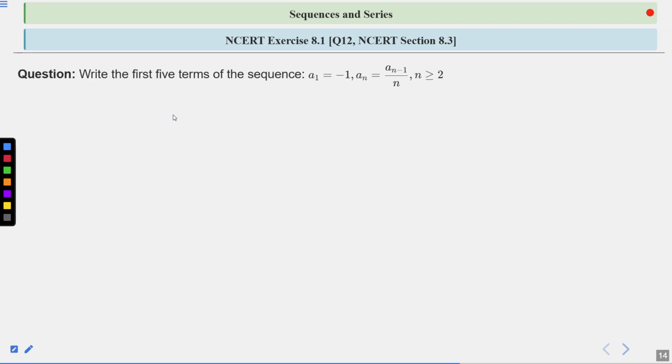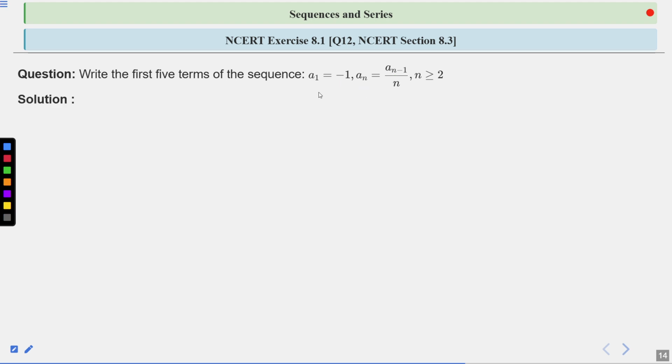This question. Write the first 5 terms of the sequence where A1 is simply minus 1, and An is A(n minus 1) by n, where n must be greater than or equal to 2, in order to get the second term, third term, fourth term, and so on. Use this rule.